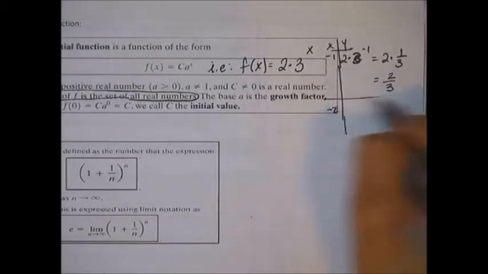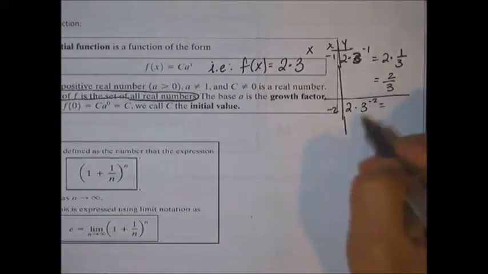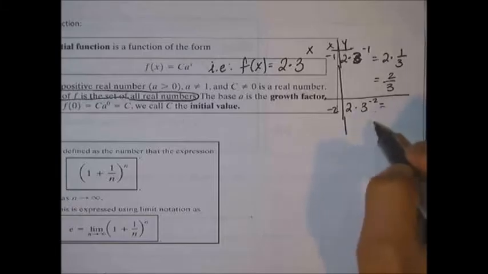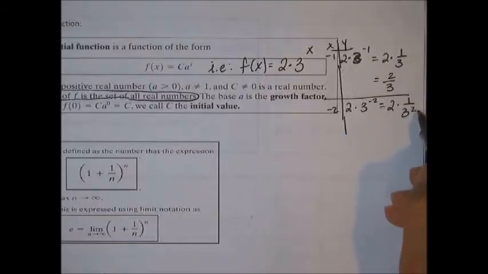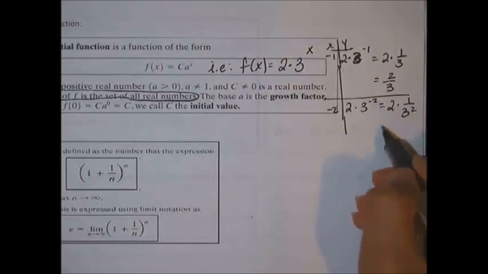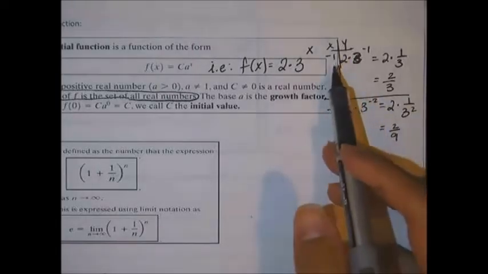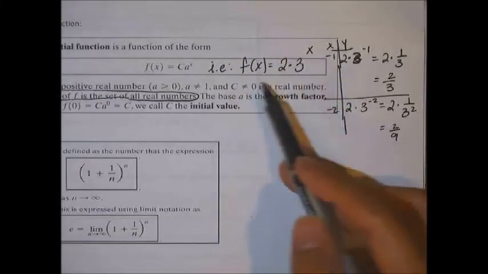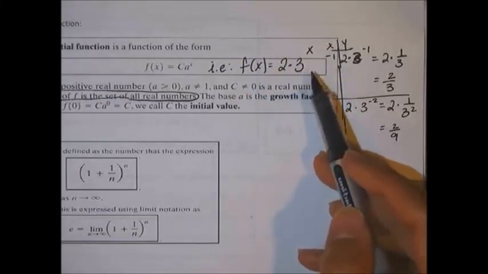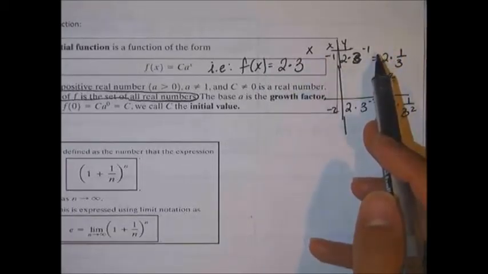negative 2? Then I would have 2 times 3 to the negative 2. 3 to the negative 2, by definition previously stated, is 1 over 3 to the second. So 3 to the second is 9, making it 1/9. 1/9 times 2 is 2 over 9, which is getting smaller. So when x is negative, this function is actually a decreasing or decaying function. But when x is positive, then you have an increasing function. Okay?